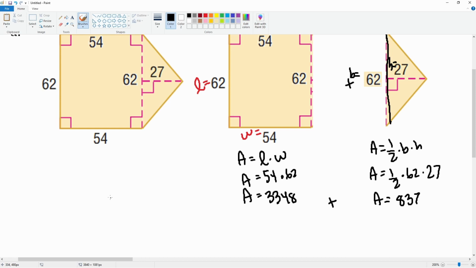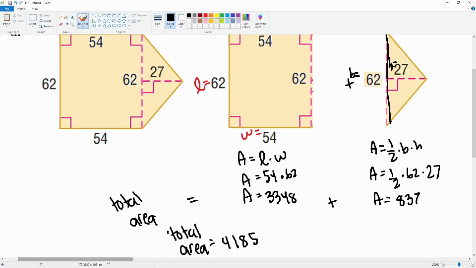Now we're going to add these two. My total area is equal to this area plus that area. So total area is equal to 3348 plus 837. So it's 4185. Any units? Yep. There you go. We can just leave it like that.